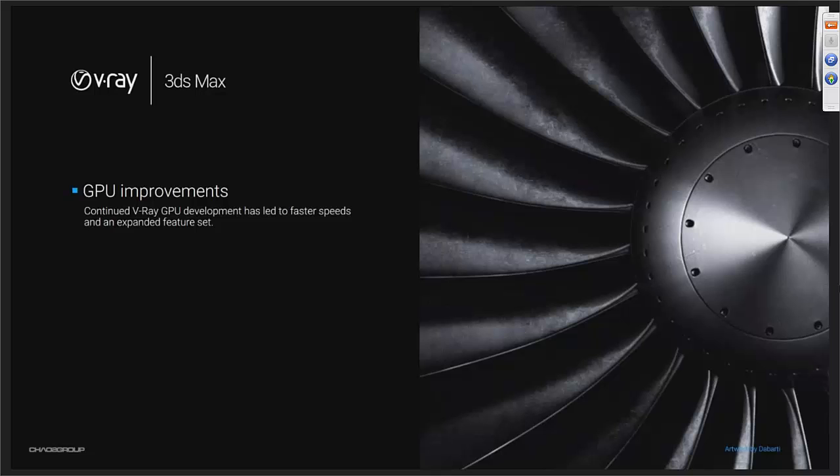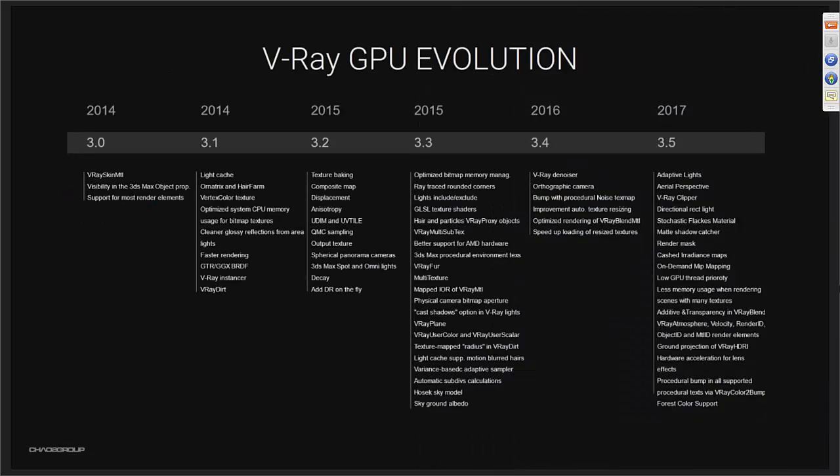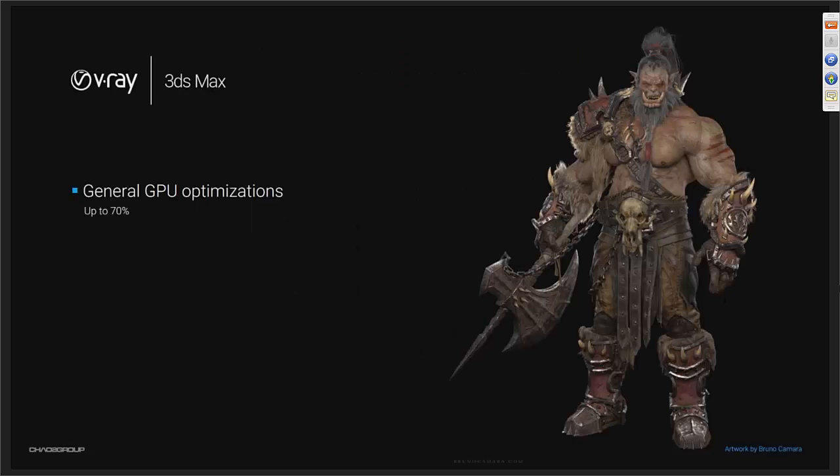In the chart, you can see features and improvements related to the GPU. I don't need to explain much. The chart is enough to see the progress of the V-Ray GPU. Now let's focus on the latest GPU improvements. As you know, GPUs are able to do calculations very fast. This is why the GPU became a powerful rendering tool.